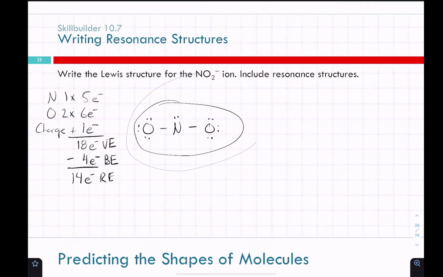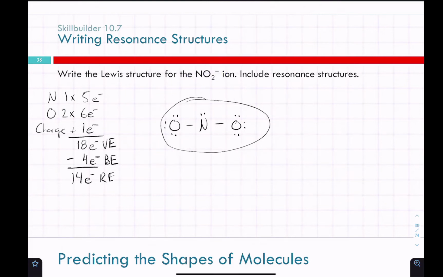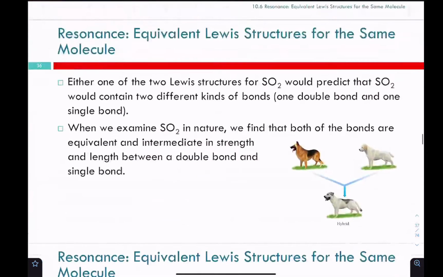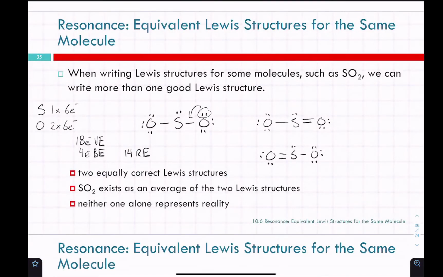So this, do I want to draw that line? Remember how I said if you have the same number of atoms and you end up with the same number of electrons, you'll get the same structure? If we look at this, we have 14 remaining electrons. We have oxygen, nitrogen, oxygen, 3 atoms. If we look up at sulfur dioxide, oxygen, sulfur, oxygen, ended up with 14 remaining electrons. So we're going to get the same structure.